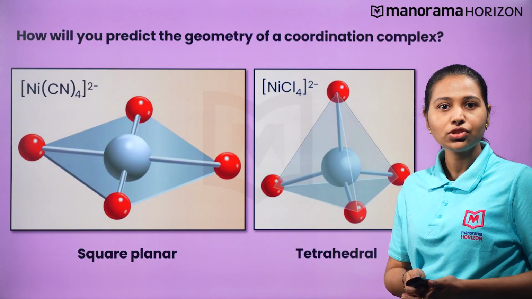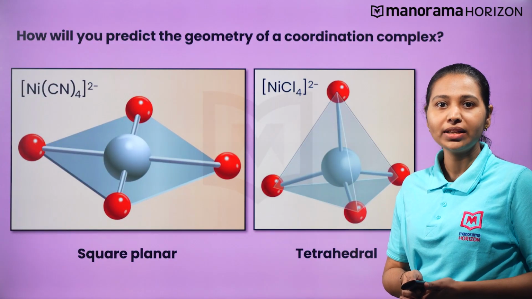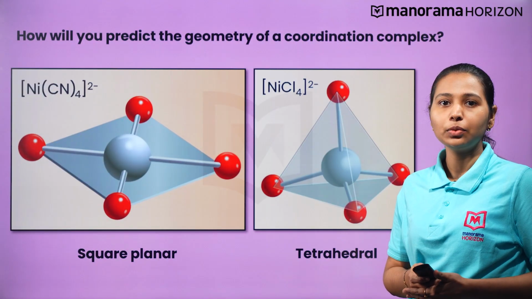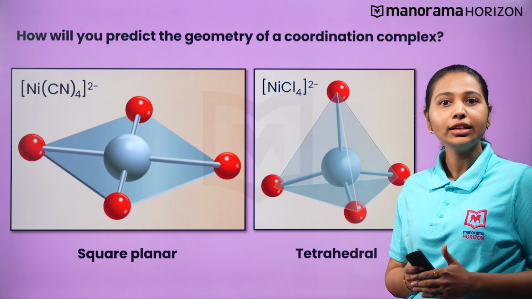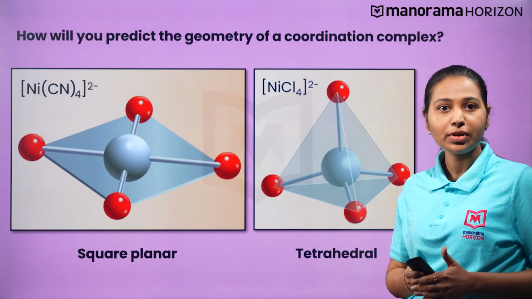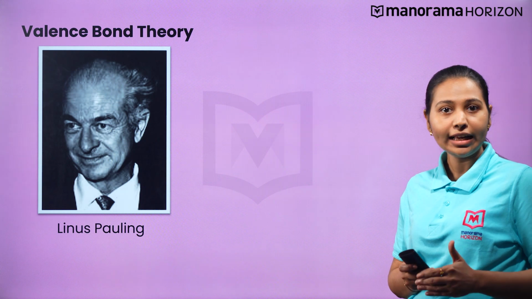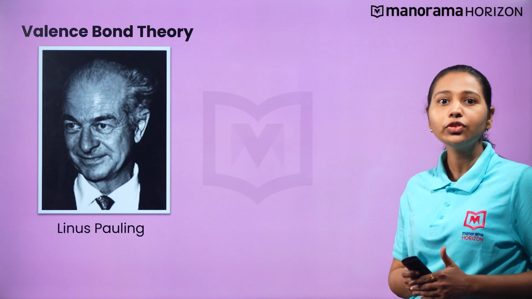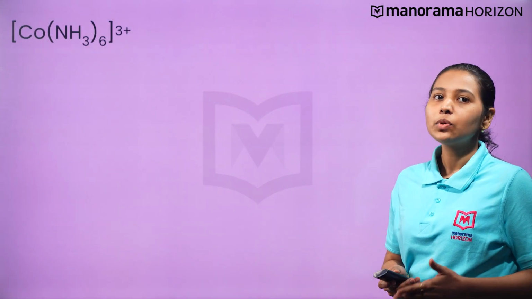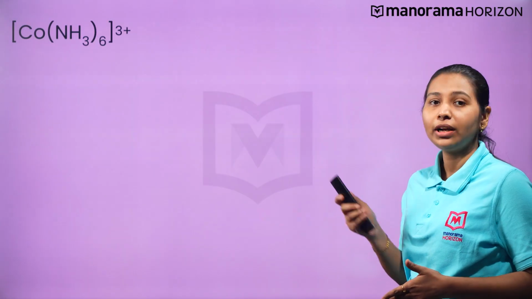To explain the structure and bonding in coordination complexes, different theories have been proposed. In this class, you will learn about valence bond theory. This was proposed and developed by Linus Pauling. This theory will help you to predict the structure of coordination compounds. We will proceed with an example, say a cobalt complex.